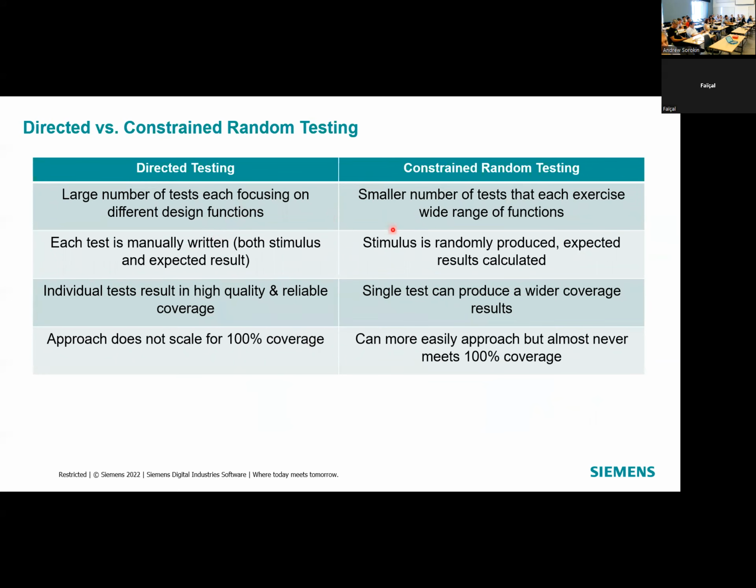I would like now to go into the simulation and just compare directed testing to constraint random testing. So in directed testing, this is something most probably you are familiar with. We need a large number of test cases, each focusing on a different design functionality. Each test is manually written, both stimulus and expected results. And every individual test results in high quality and reliable coverage, because we know we write this test case to cover this functionality and not the other one.